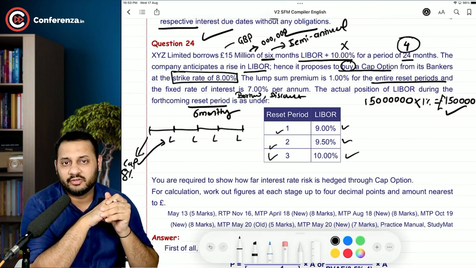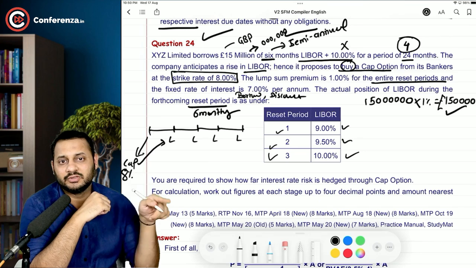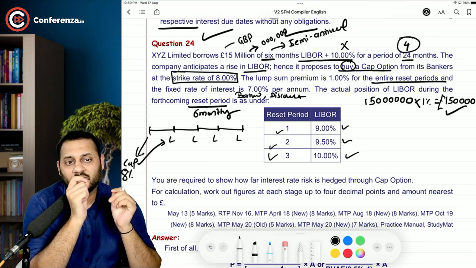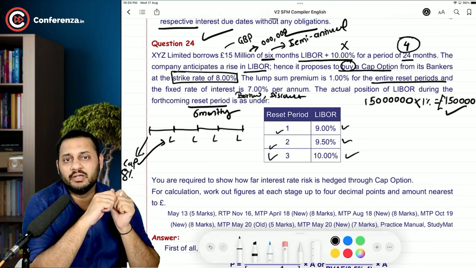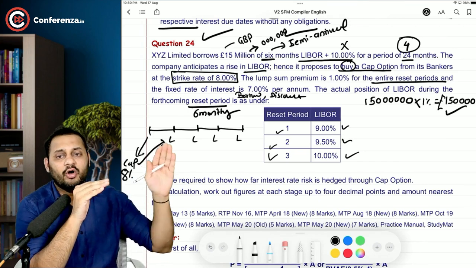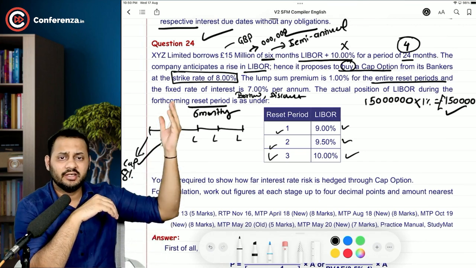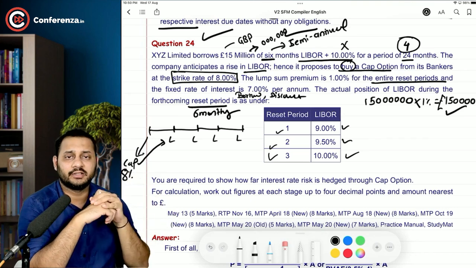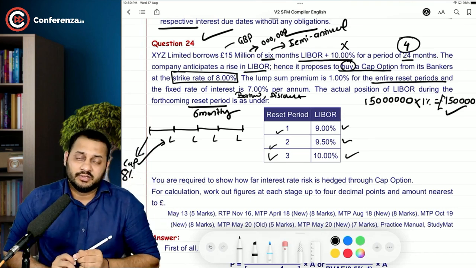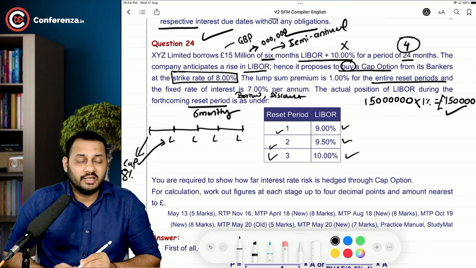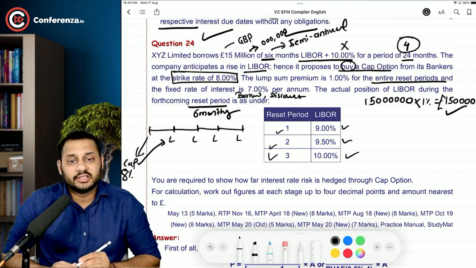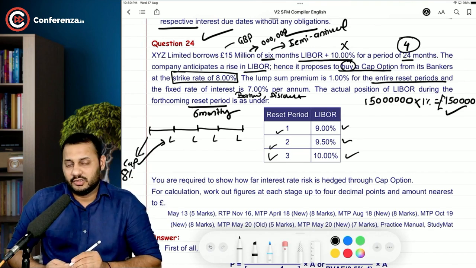Most of the students will forget that and they will compare 1,50,000 with the 3 periods. No, sir. The 1,50,000 pound of premium that you are paying today is for all the reset periods. The question has clearly said that entire reset periods. But the question has purposefully, deliberately skipped that 4th reset period.